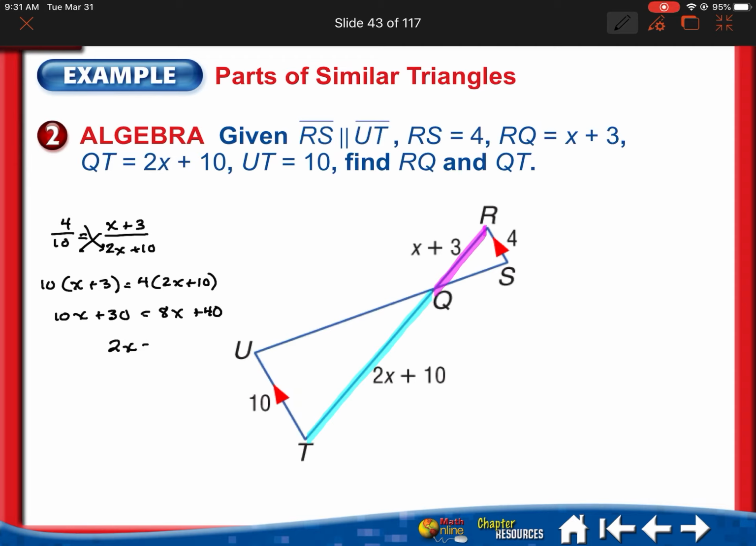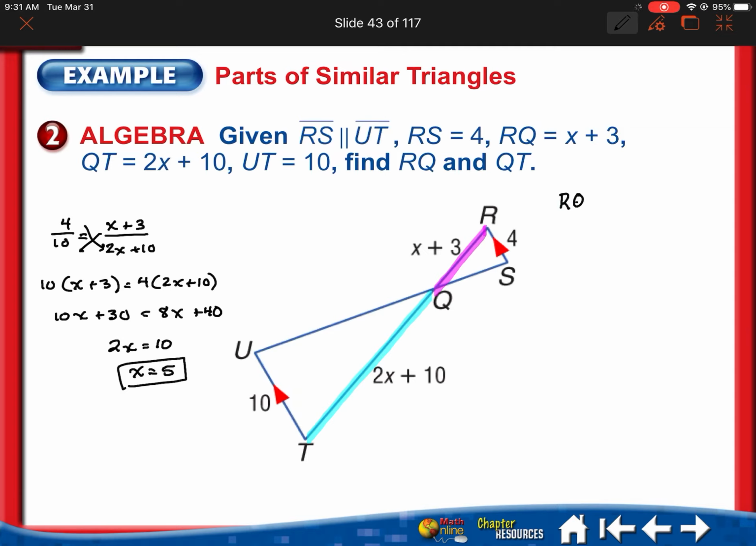Subtract 8x from both sides, we get 2x. Subtract 30 from both sides, we get 10. So therefore, x is equal to 5. So that looks good so far. But don't forget, we're not done. It asked us for RQ and QT.